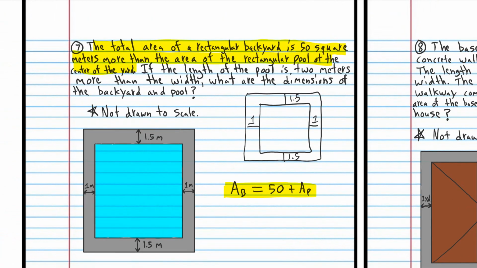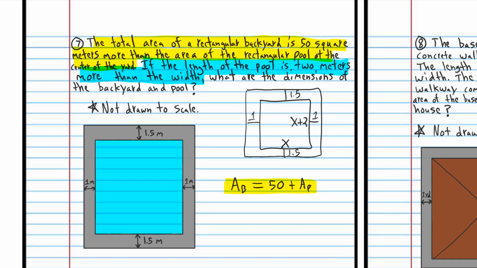And we're told the length of the pool is 2 meters more than the width. So the length is 2 meters more than the width. So if the width is x, then the length must be x plus 2. So again, that's this part.